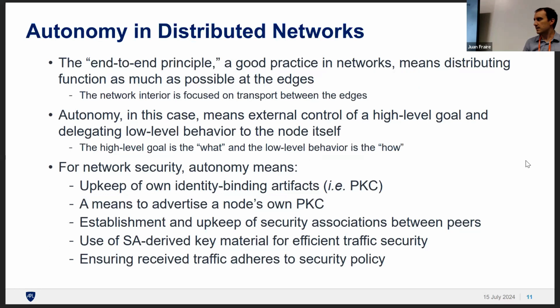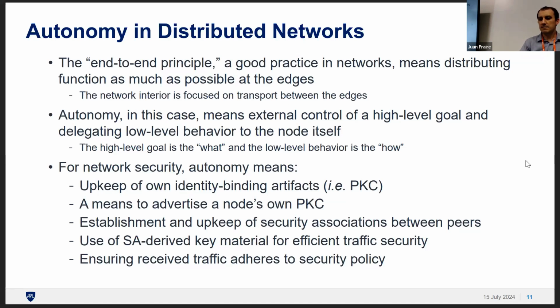One important aspect, and it's in the title of the paper, is autonomy. What autonomy means in a security environment is the ability for edge nodes to direct their own detailed behavior and distribute the functions to the edge as much as possible. And it allows the interior of a network to be ignorant about why edges are doing what they're doing.